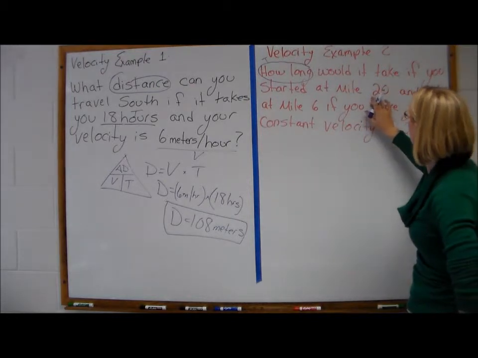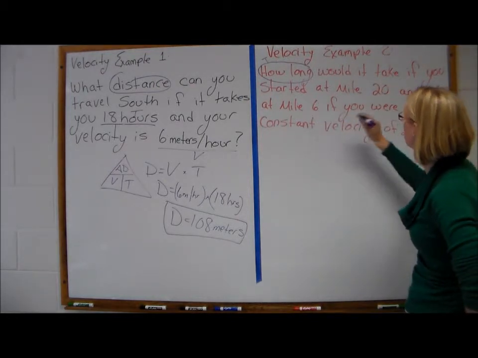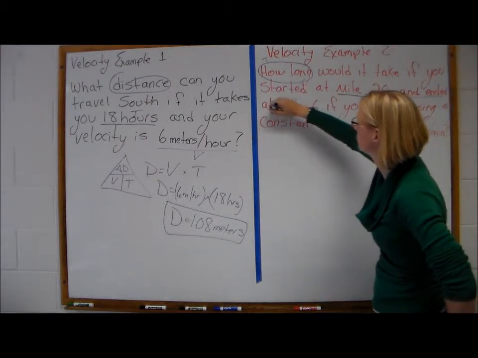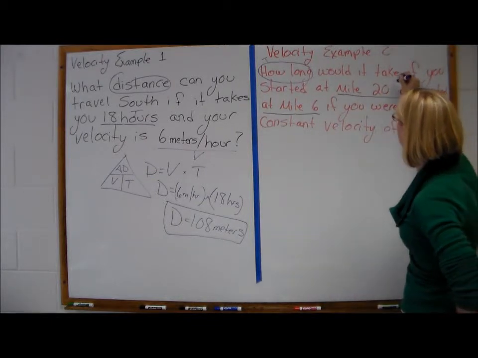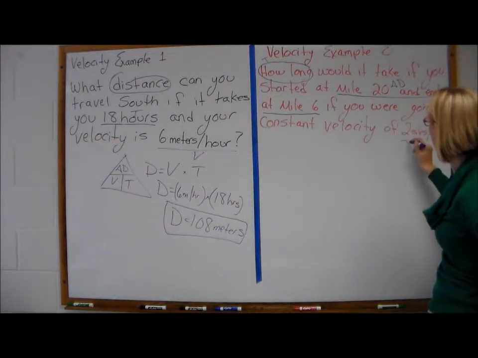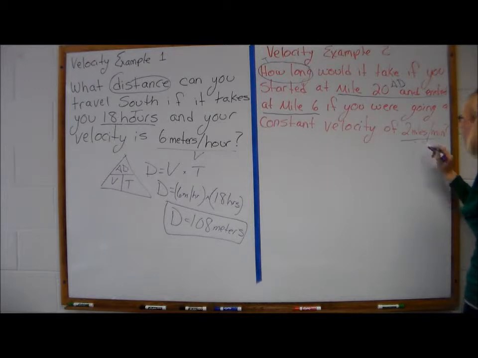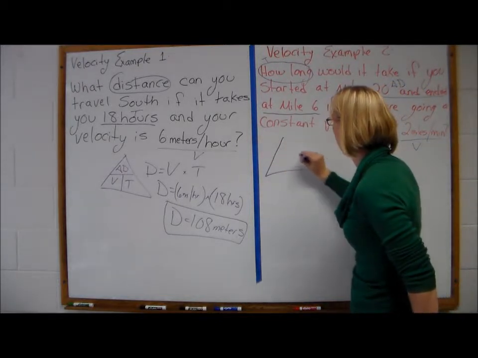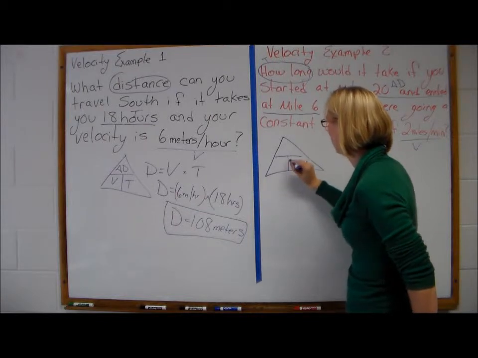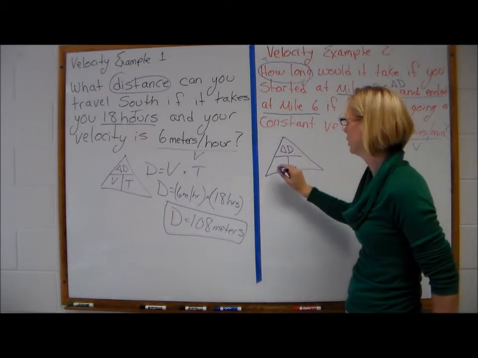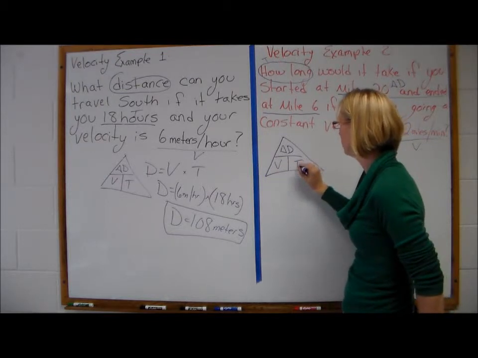Well, we start at mile 20 and end at mile 6. Both of these are important. Okay? So this deals with our delta D for our distance. And we know our velocity is 2 miles per minute. We're going to use our triangle. We know delta D, or our change in distance, velocity, time.